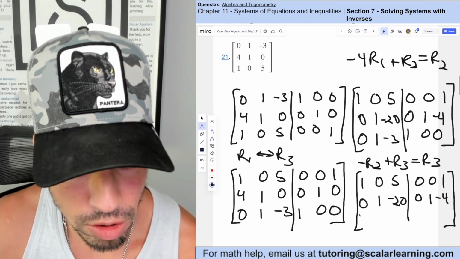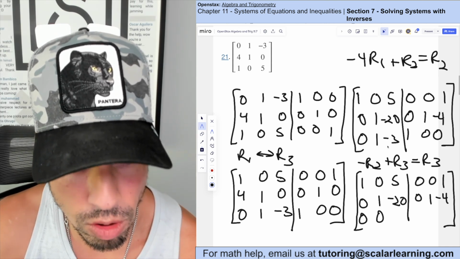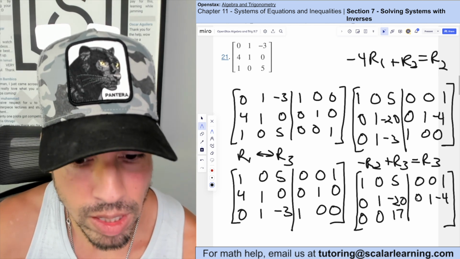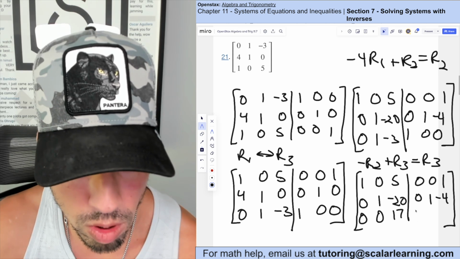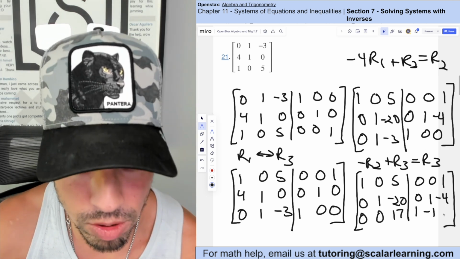So we got 0 times a negative plus 0 is 0. Negative 1 plus 1 is 0. Positive 20 plus negative 3 is positive 17. And then we got to go over here. 0 plus 1 is 1. Negative 1 plus 0 is negative 1. And positive 4 plus 0 is 4.